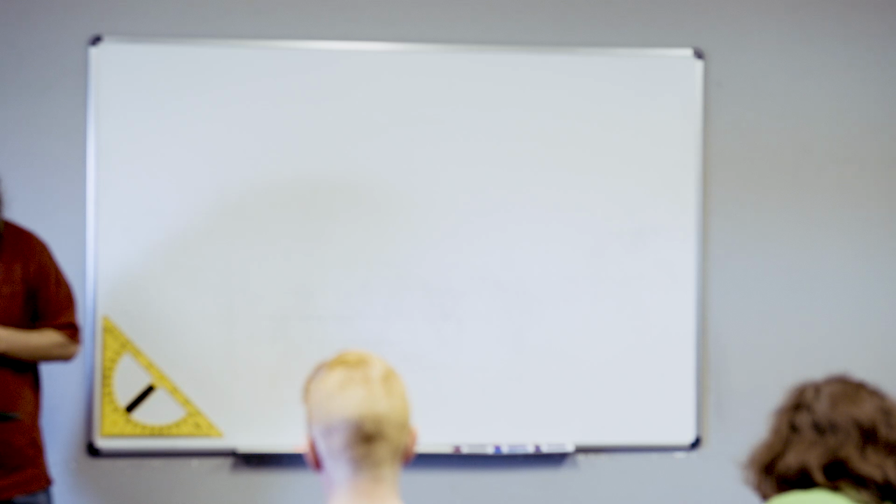All right. So 34. g of x equals the square root of x minus 8 plus 5.